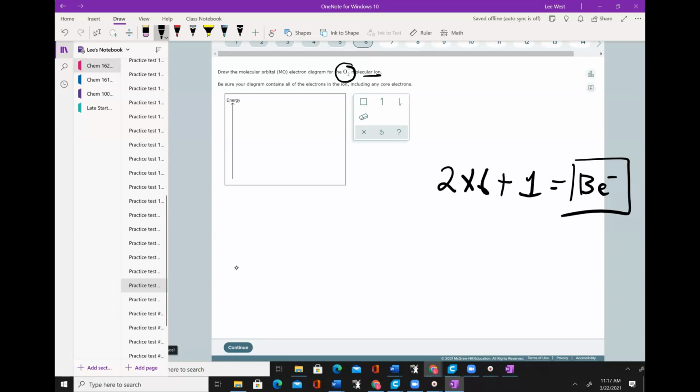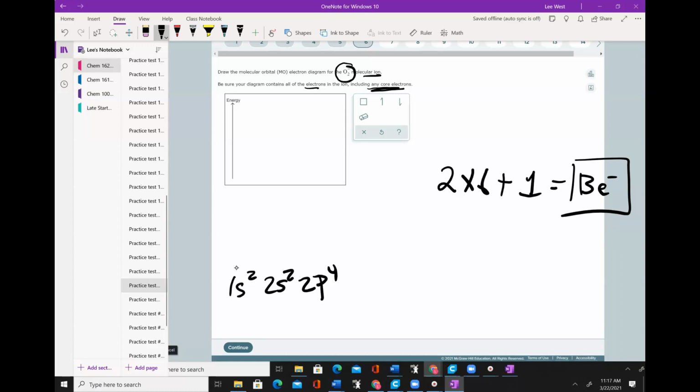And then it says, be sure your diagram contains all the electrons in the ion, including any core electrons. So a single oxygen atom, 1s2, 2s2, 2p4. All right, that's the electron configuration. So we have to combine for every oxygen atom, a 1s, a 2s, and a set of 2p orbitals, okay?